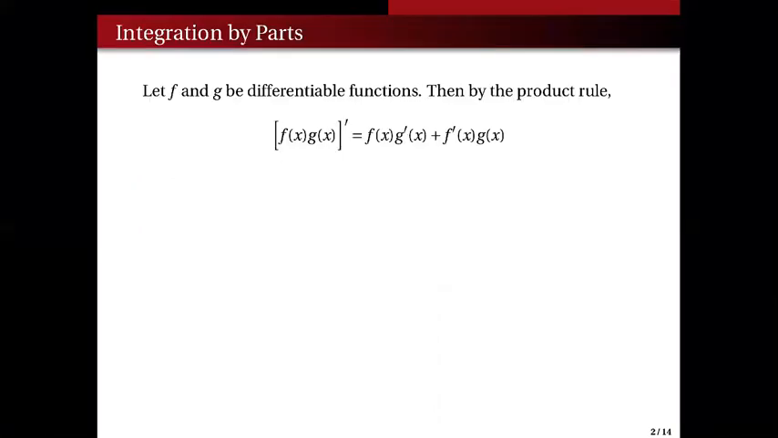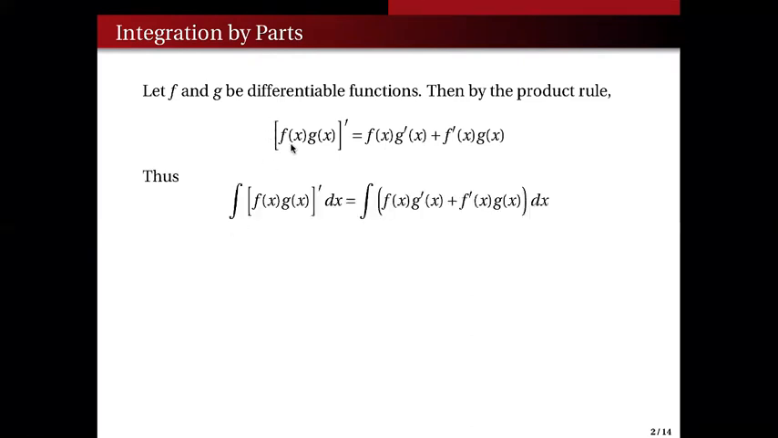Okay? So for example, let f and g be differentiable functions. Then by the product rule, we have f of x times g of x, we get the derivative of that. And we apply left derivative of right plus right derivative of left. So in this case, I have f of x times g prime of x plus f prime of x times g of x. Okay? So from here, let's just adjust this.